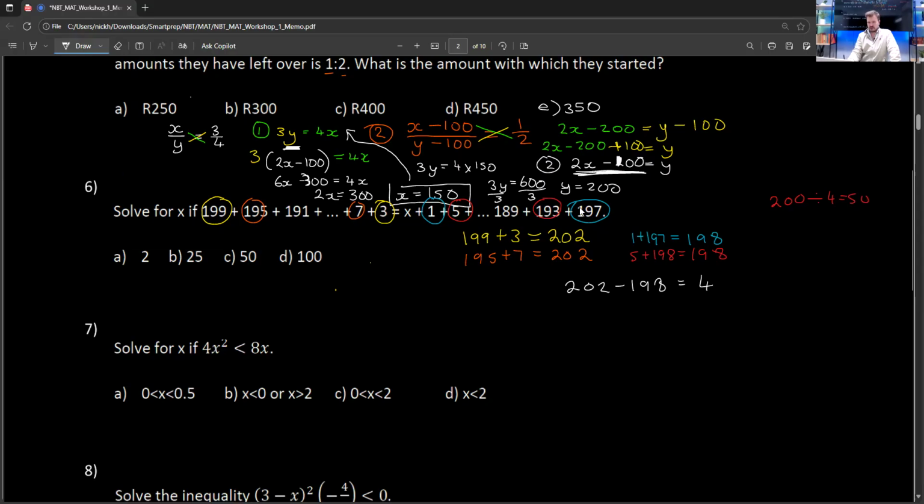So the difference between this side on the left and this side on the right would be 4 times 50, because the pairs on this side add up to 202, and the pairs on the right-hand side add up to 198. So there's a difference of 4 between each pair. And so the difference will be 4 times 25, because there's 25 of those pairs. 4 times 25 is 100. So the answer for this one is 100.